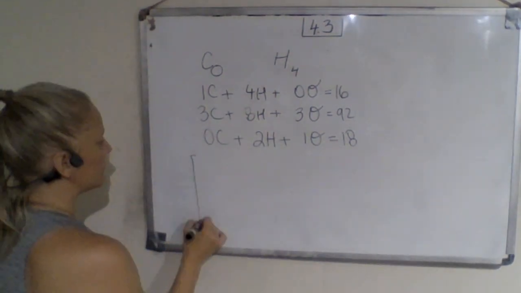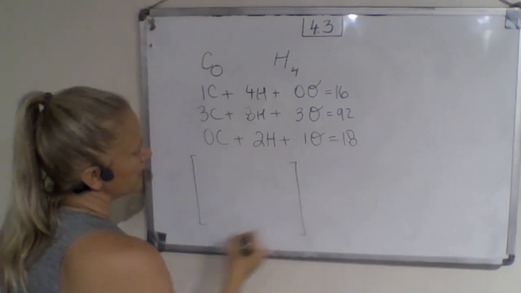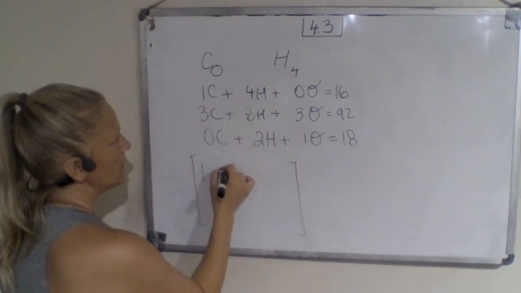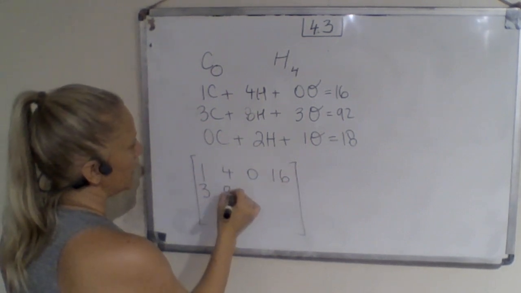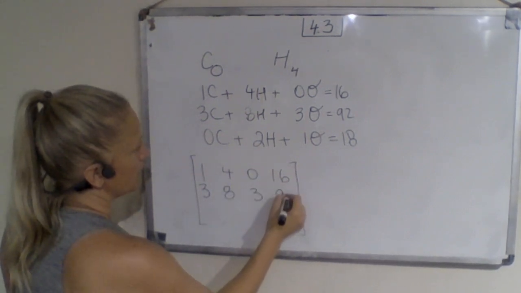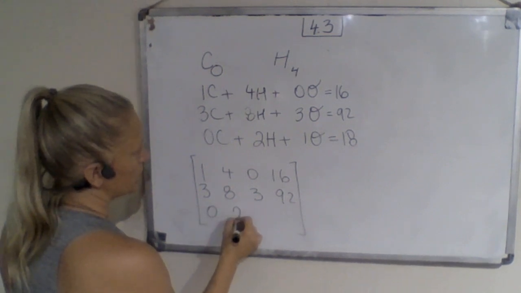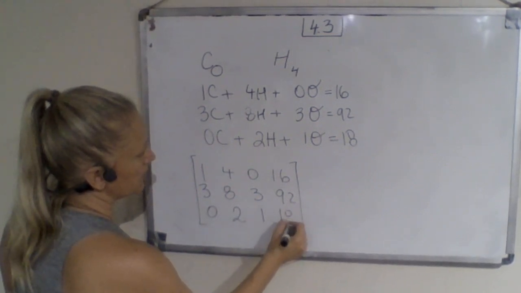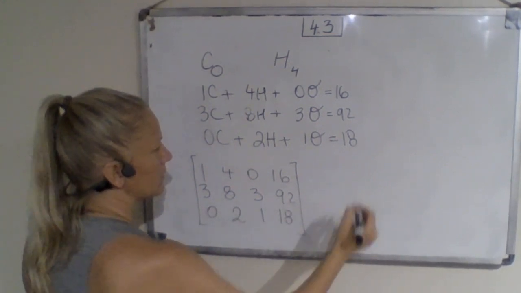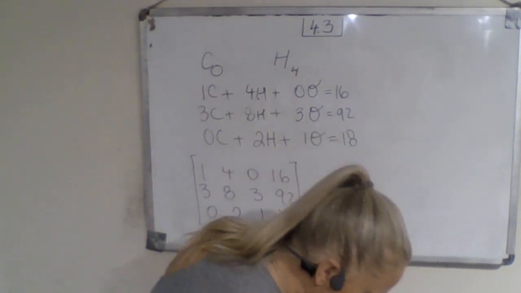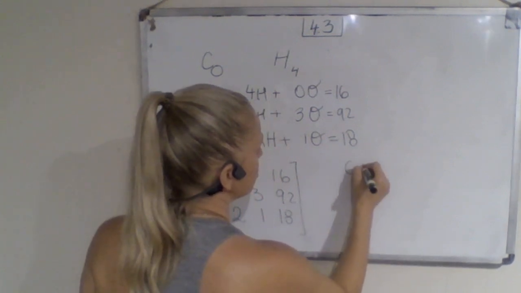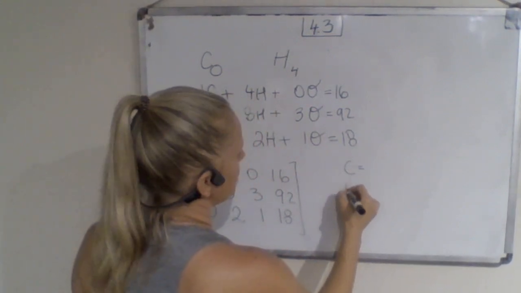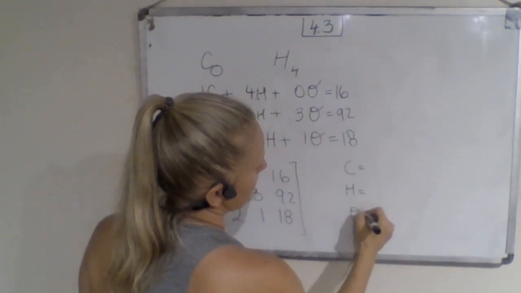Here we go. Let's write down the matrix that we have. We only keep the numbers. I get 1, 4, 0, 16, 3, 8, 3, 92, 0, 2, 1, 18. And I want to know, all in all, it says, find the atomic weight of each one. What is C? What is H? And what is the oxygen atomic value?